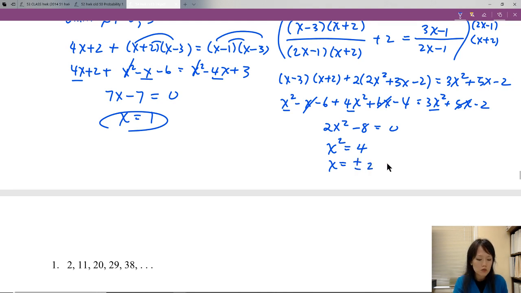Okay, so let's check our domain restriction. What's our domain restriction? x cannot equal a half and negative 2. So this negative 2 is gone. So my only answer is going to be positive 2, right? Because I have a domain restriction. Don't forget that. Next page.